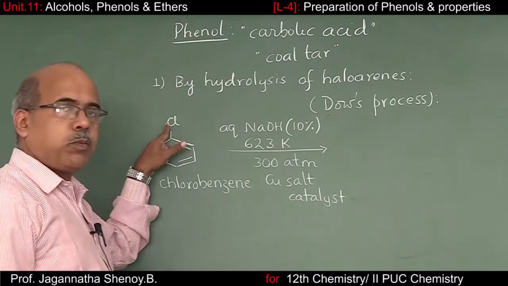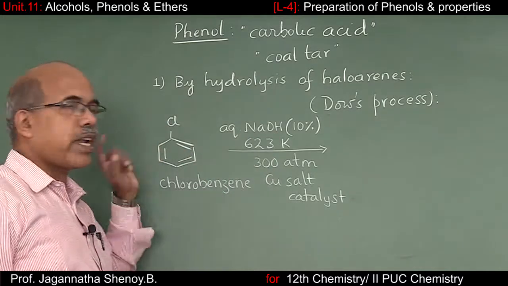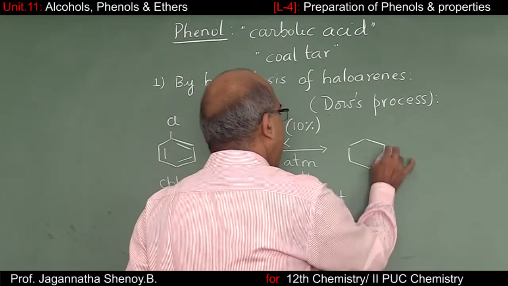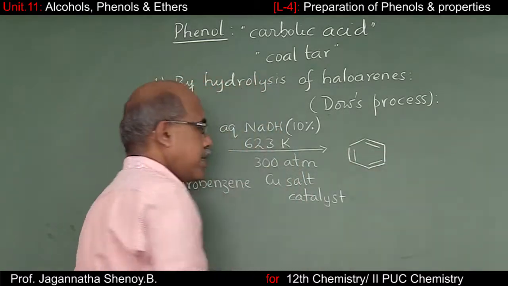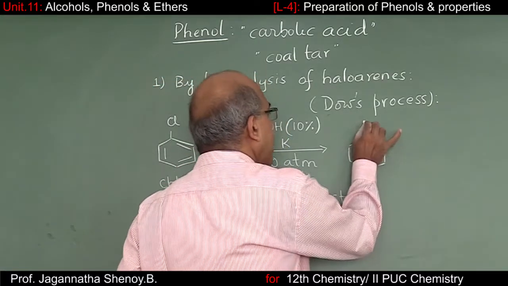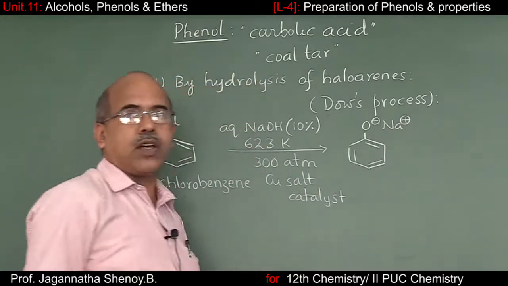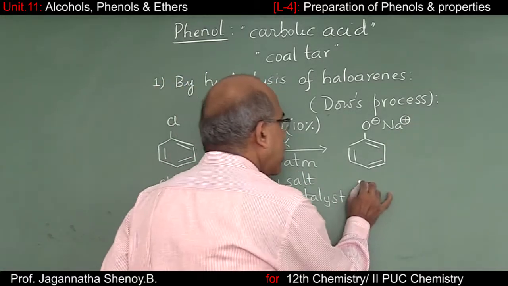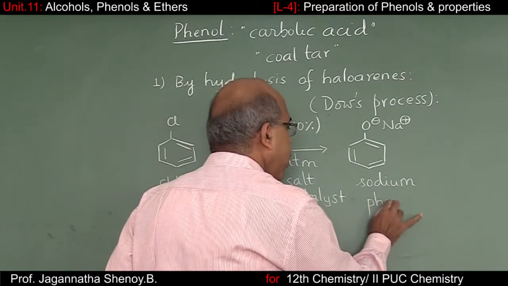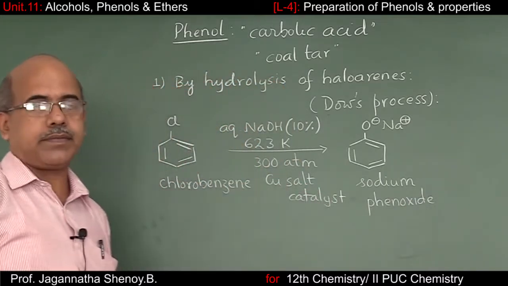The chloro group is now replaced by OH group. We are supposed to get phenol, but the problem is that phenol is formed in the presence of base, NaOH. That's why the formed phenol will immediately get converted into the sodium salt of phenol, called sodium phenate, or sodium phenoxide, which is a salt of phenol.